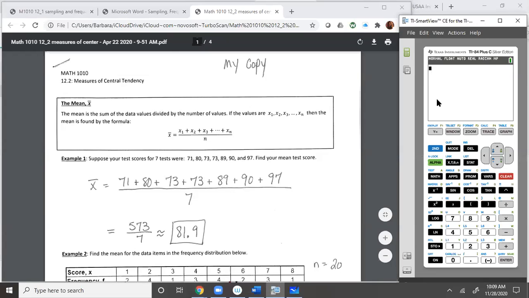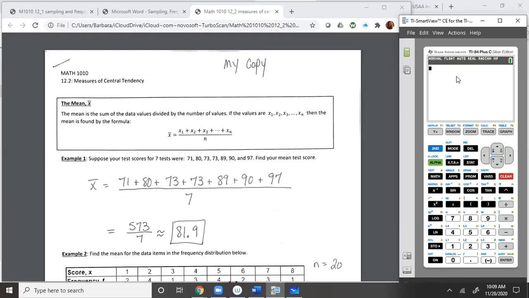All right, and so we could do that on our calculator, right? Just add everything up, hit enter, and then divide by 7. And you get 81.9.